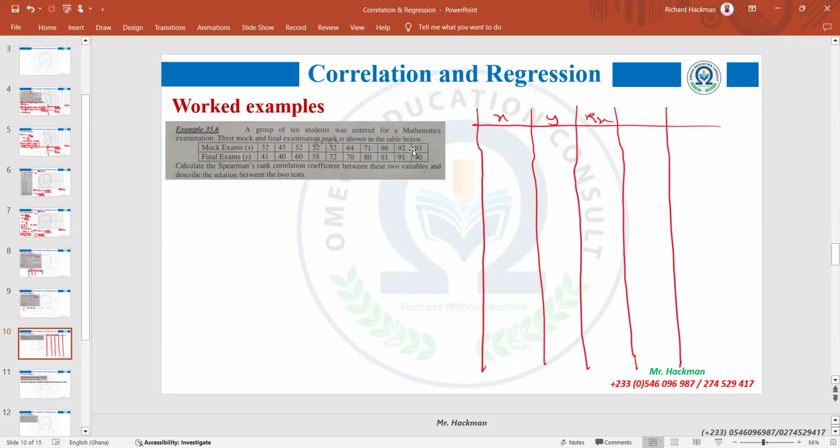When it comes to the X, what is the biggest value? 93. For the purpose of this, I think I have to write it. So let me write 32, 45, 52, 64, 71, 86, 92, 93. So the highest value would be what? 93, which is 1. Am I right?